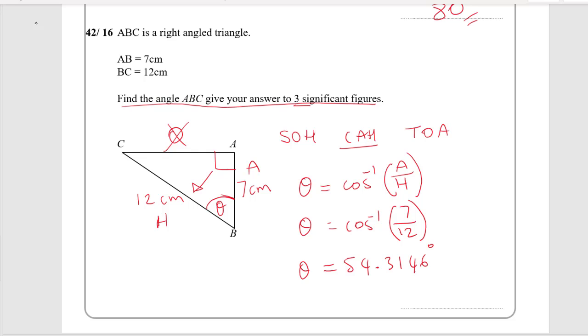54.3146 degrees. And it's asking us to round the answer to 3 significant figures. So let's count 1, 2, 3. Look at the number after the line, it is 4 or less, so we don't need to add a 1. So that will be 54.3 degrees.